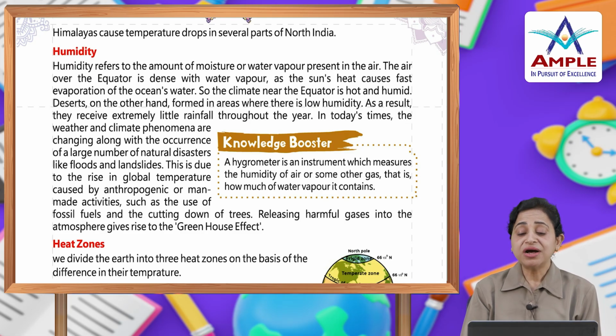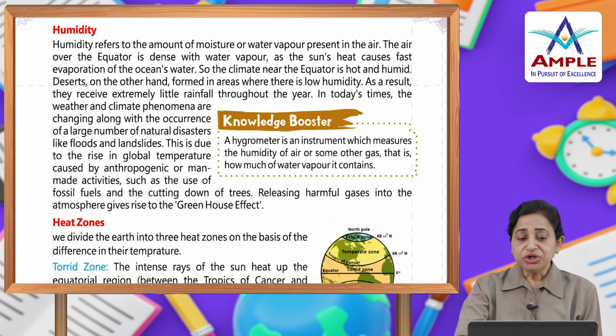Knowledge booster: a hygrometer is an instrument which measures the humidity of air or some other gas, that is, how much water vapor it contains. Now we have heat zones. We divide the earth into 3 heat zones on the basis of difference in their temperature.